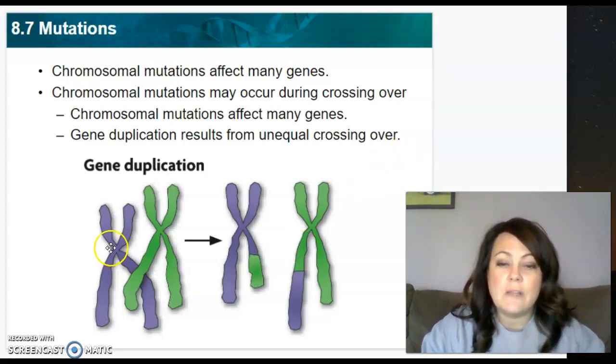Gene duplication results from unequal crossing over. You can see here our left sock and our right sock are swapping places and they are not equal anymore. It's the equivalent of wearing one of those little short socks with a tall sock.